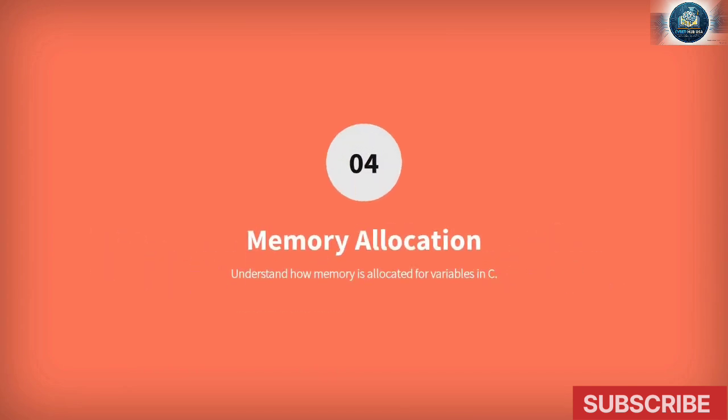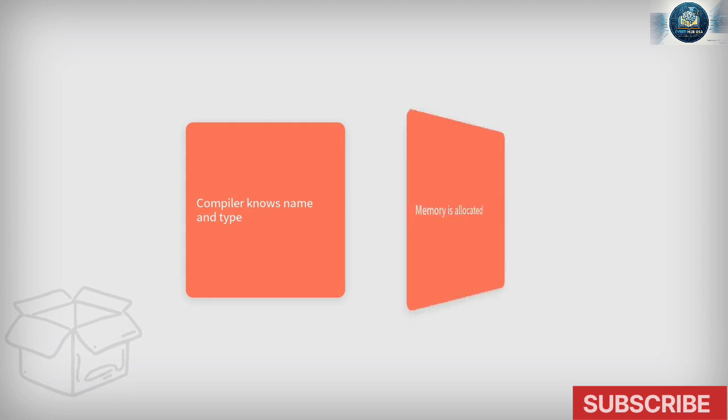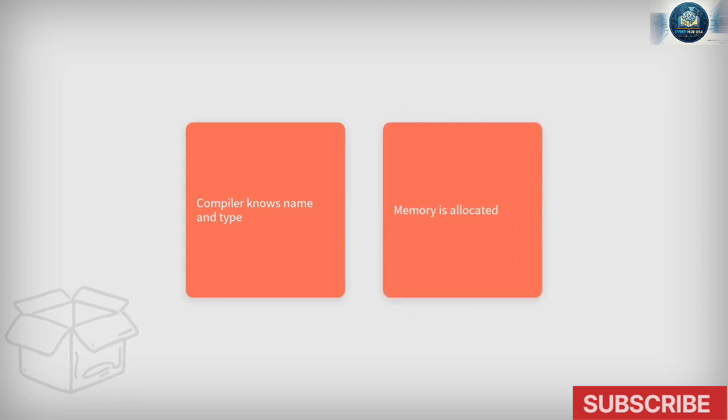Behind every variable lies a story of memory allocation. In this topic, we'll reveal how C assigns memory to variables and why their data type matters. Here's how the distinction between declaration and definition affects memory allocation in C. Declaration tells the compiler about the variable's name and type, but doesn't allocate memory yet. Definition is when memory is actually allocated for the variable.